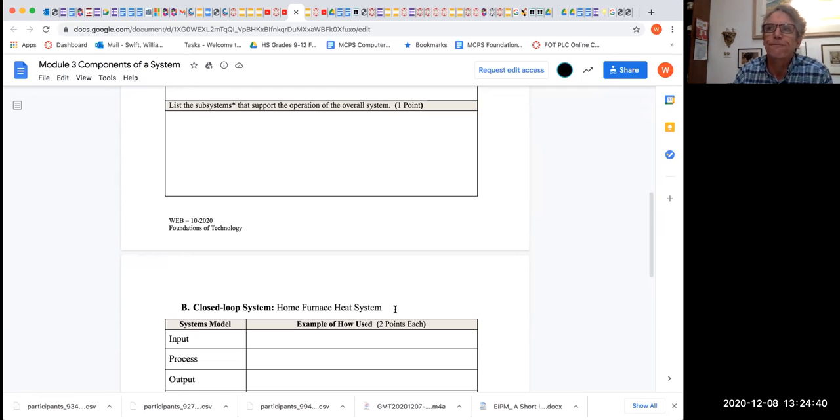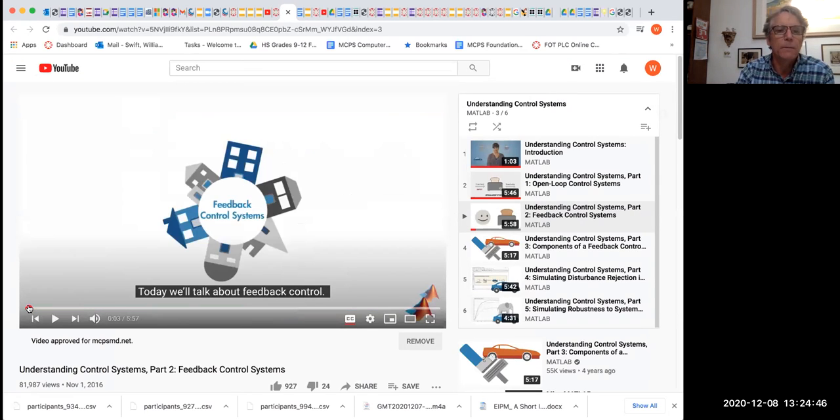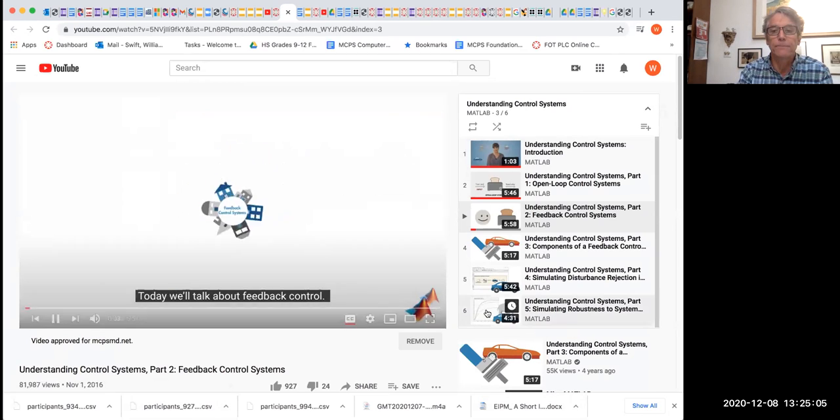If you're confused as to whether it is an open or a closed loop system, you can ask me. But the typical thought is, does a human have to control it? If a human has to control it, it is probably open loop. If a human does not have to control it, it is probably closed loop. Okay, now we're going to watch this video and we're going to be done. Okay, let me get this going.